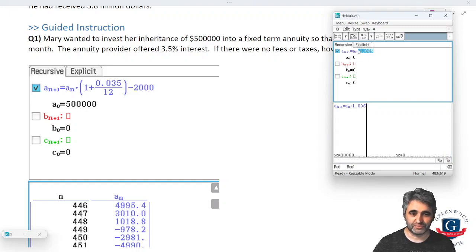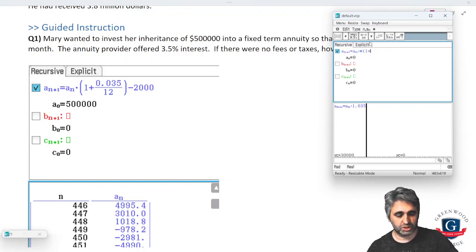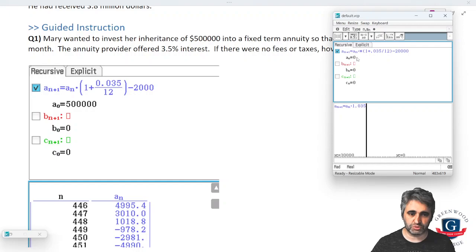Change that first. Okay, so times by 1 plus 0.035 divided by 12. Already done the divided by 100. Take 2,000. And my first payment, my initial amount will be 500. Okay, all good so far.